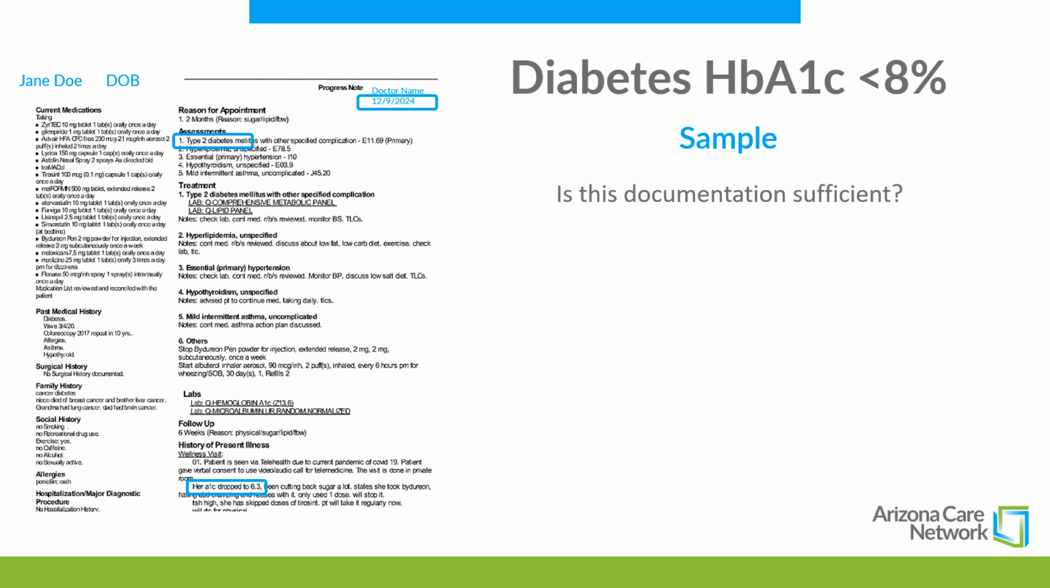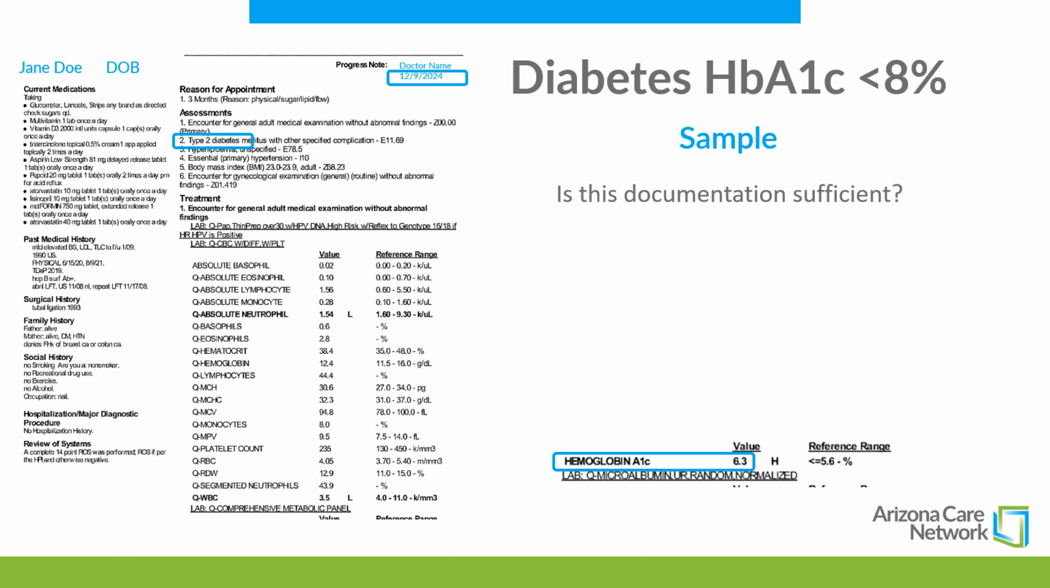Secondly, the note for A1C may be considered too vague. Though 6.3 is a numeric value, it does not include a reference percentage range, nor is it within their lab section of the note. Here is another sample of an office visit note.